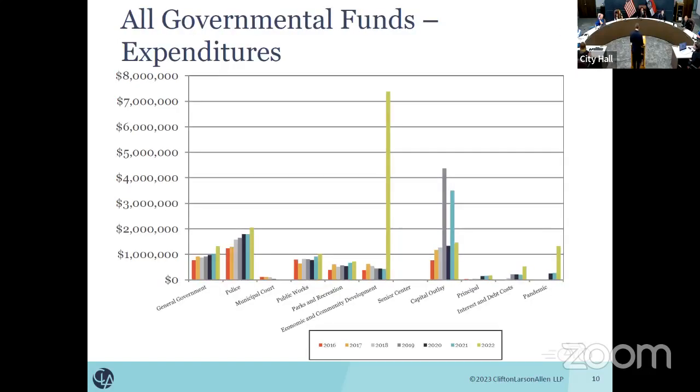So this is where things start to look a little wonky because of those expenditures with the obligations this year. It gives you an idea of how much those do impact your financial statements. That economic and community development category is quite a bit larger than everything else has been in the past.